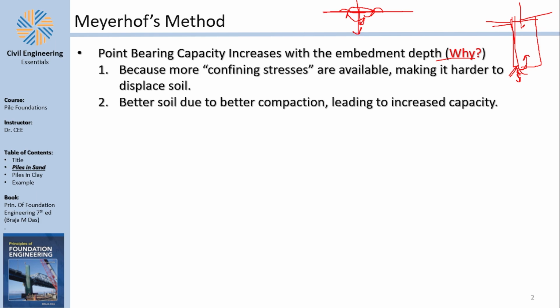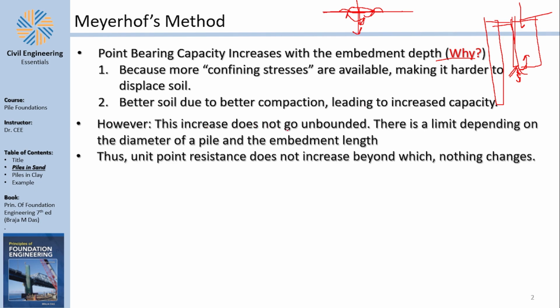That's the first thing. The second thing is that the deeper you go in soil, the more historical the soil is and the better the compaction is, and that's the general case. There are exceptions, but in general, the deeper you go, the better the soil. This increase is not to infinity. There is a limit depending on the diameter of the pile and the embedment length, and this has been determined on site, and I will talk about this later.